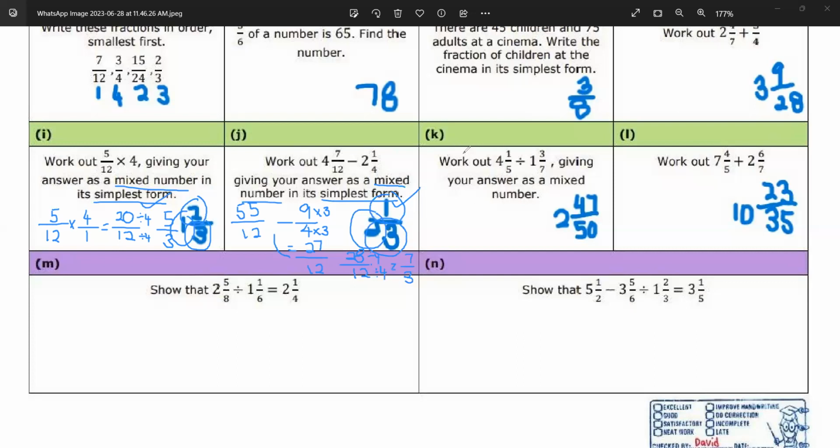Now question K, work out 4 and 1 out of 5 divided by 1 and 3 out of 7, giving your answer as a mixed number. So first, make it as the improper fraction. 4 times 5 is 20, 20 plus 1, 21. So 21 out of 5 divided by 1 times 7, 7 plus 3, 10. 10 out of 7.